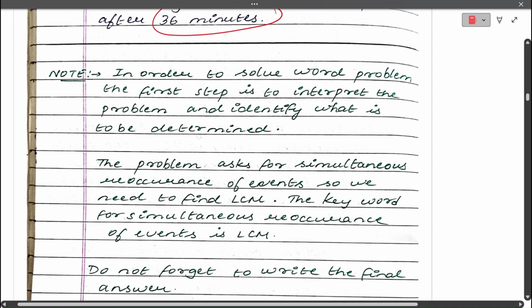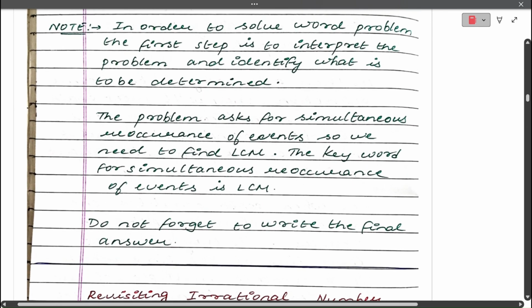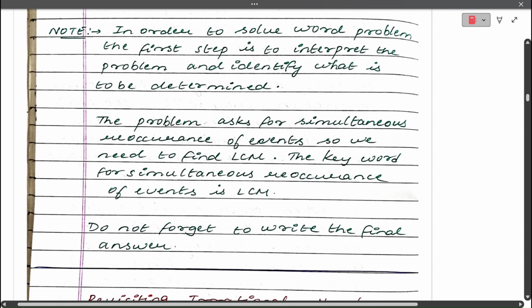At the end, do not forget to write the final answer. You have to write it as 36 minutes. Else, your answer becomes wrong. Okay, you will be given marks for it. So this was all about the first unit of the chapter, fundamental theorem of arithmetic. So hopefully you people learned it. Any doubts, you can clarify it.